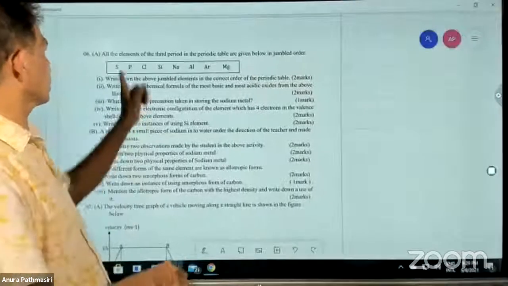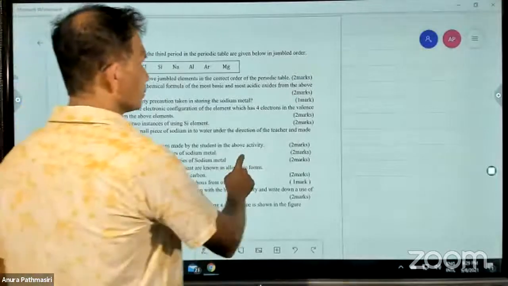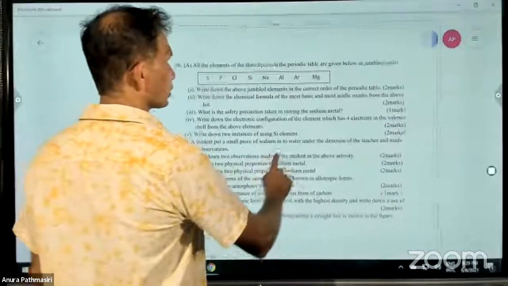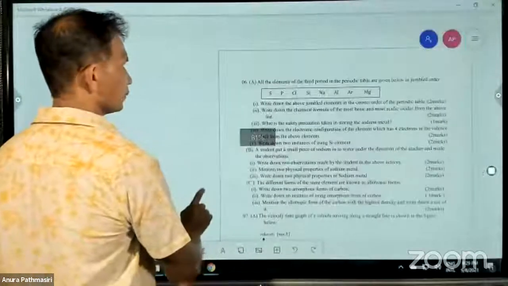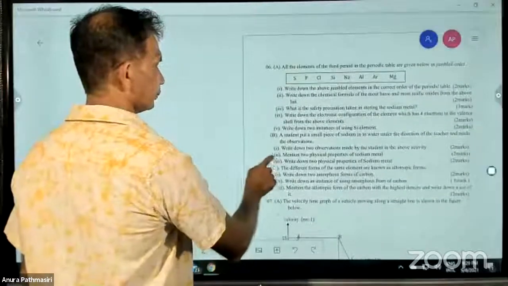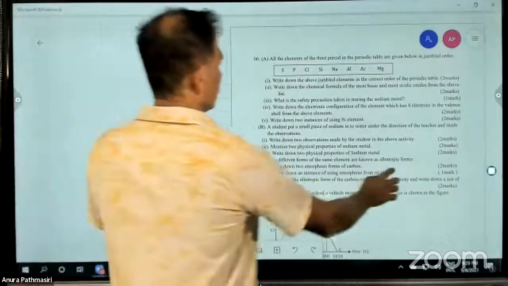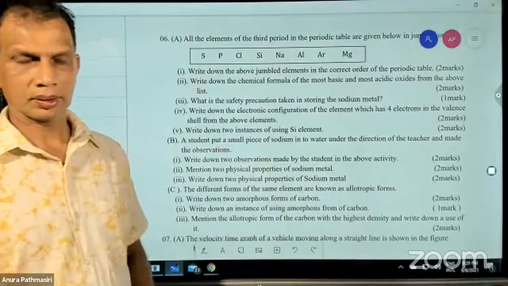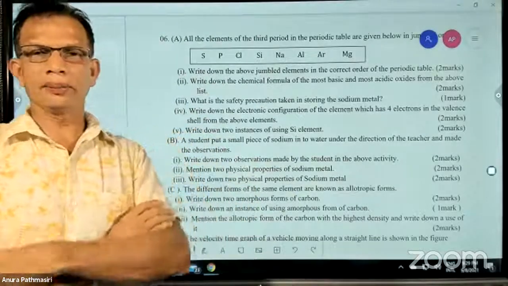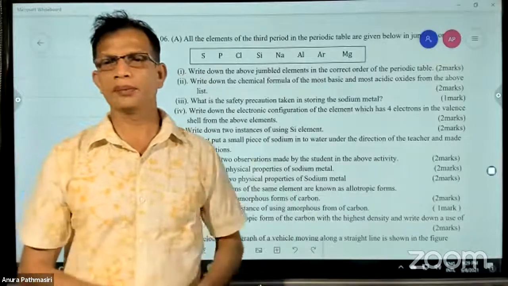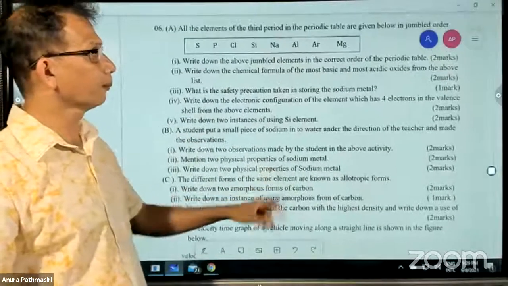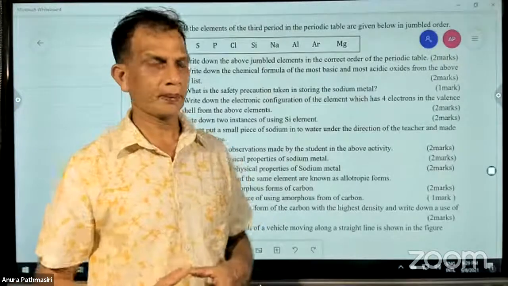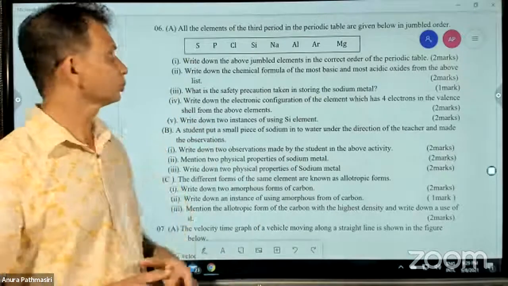Okay, this sixth question we are going to discuss. Sometimes you might find it hard to answer this one, and I'm going to find the space for answering it. Shall we read that very carefully? All the elements of the third period in the periodic table are given below, in jumbled order.